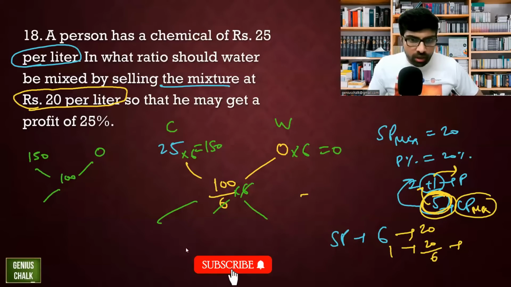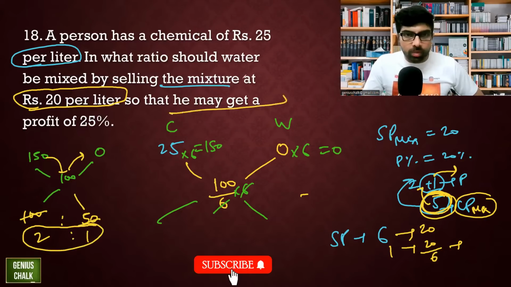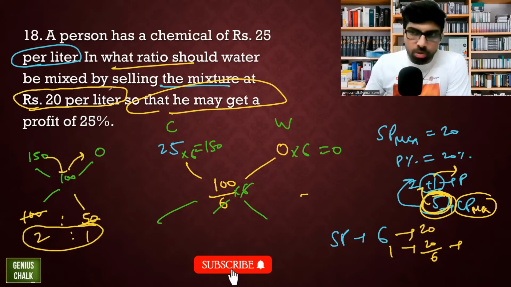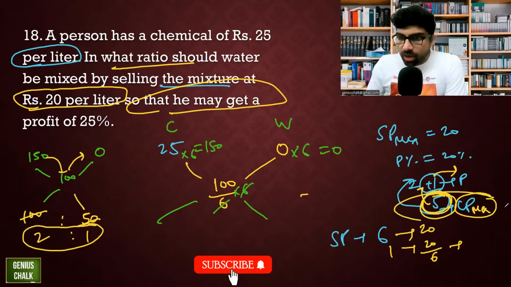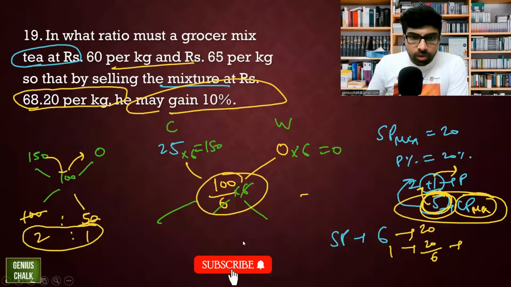We can answer very easily. The ratio has to be 100 minus 0 is 100, 150 minus 100 is 50. So what is my ratio? It is 2:1. So 2:1 is my ratio, which is the final answer. The most important point you have to consider in this question is that it has to be the cost price of the mixture, not the selling price of the mixture. Let's try to solve one more.